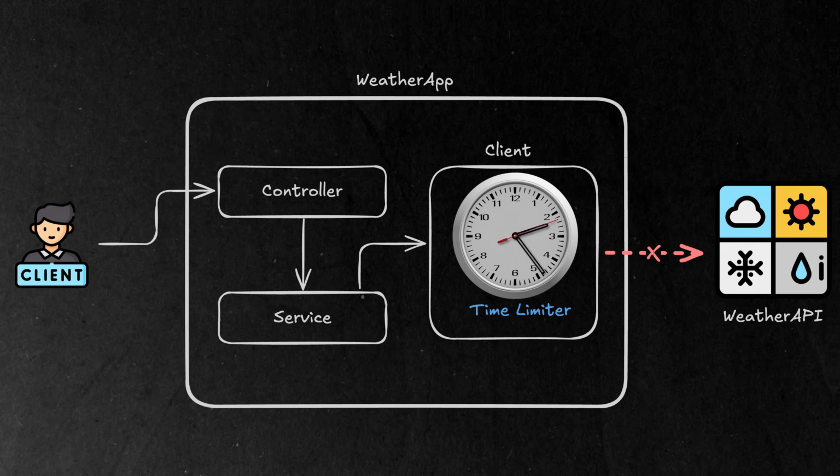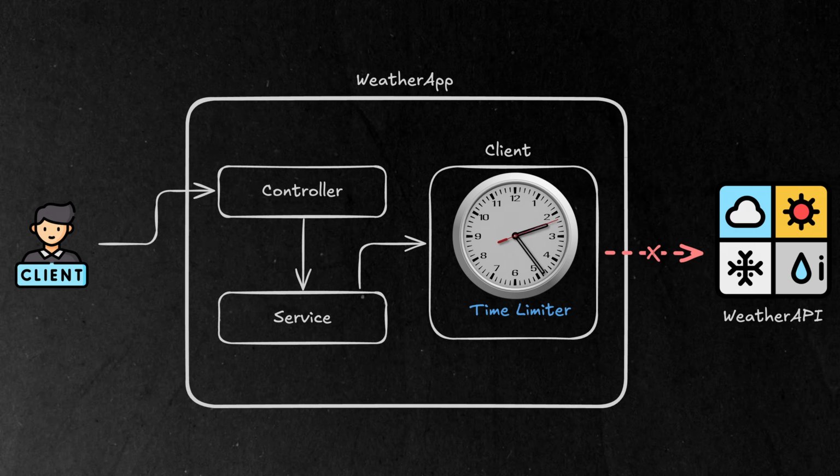A time limiter lets you enforce a timeout on method execution. It wraps your code in a CompletableFuture and cancels the call if it doesn't complete in time. It is most commonly used for remote API calls, DB queries, or any input-output bound operations. Think of a time limiter as someone setting a deadline. Either you respond in time or you're out.